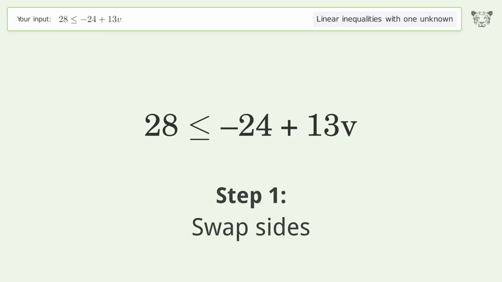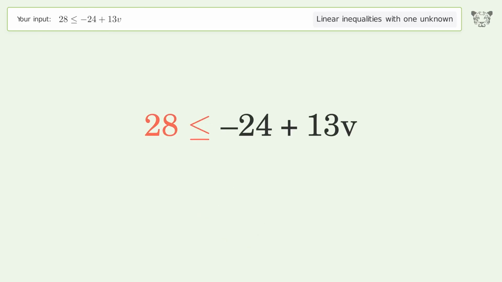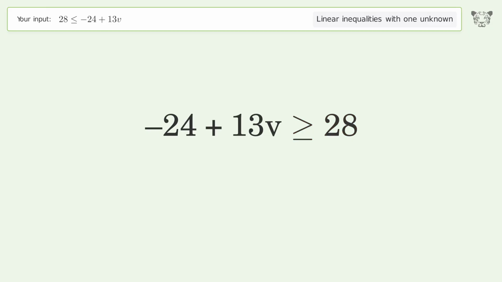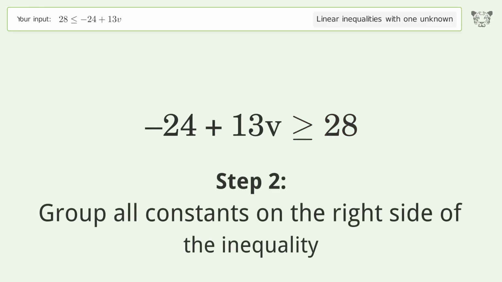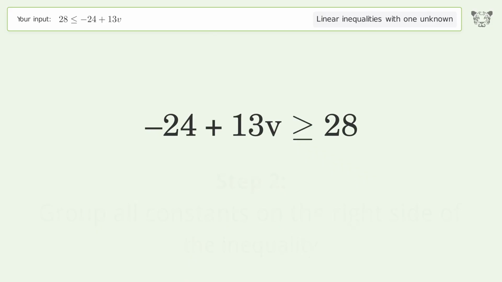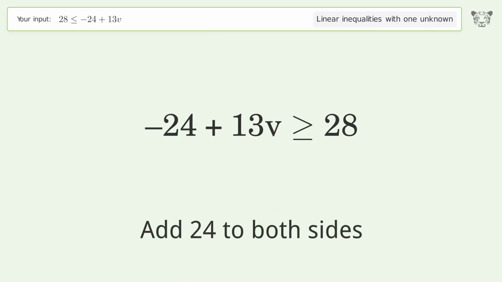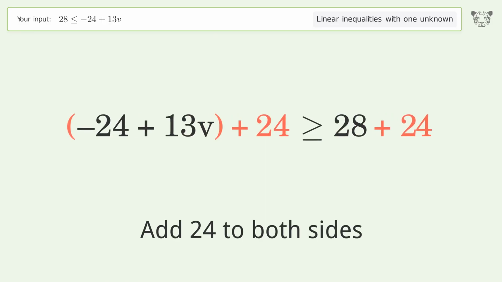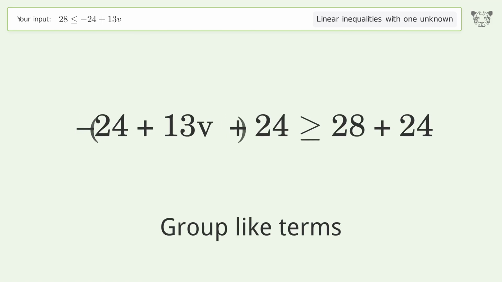Swap sides. Group all constants on the right side of the inequality. Add 24 to both sides. Group like terms.